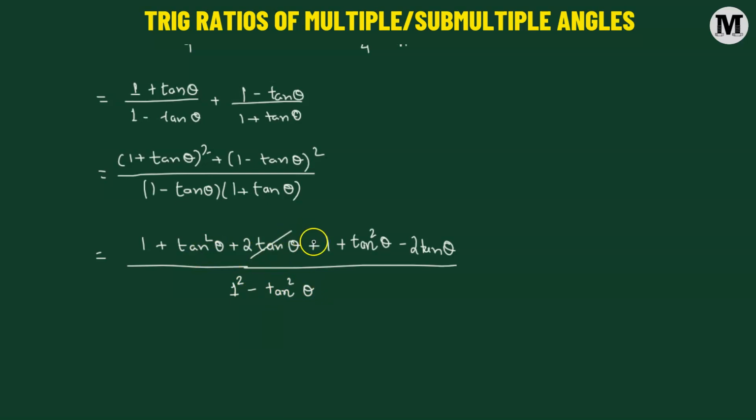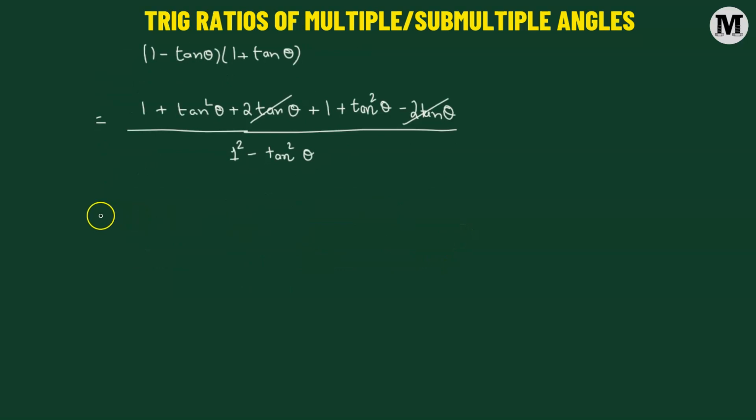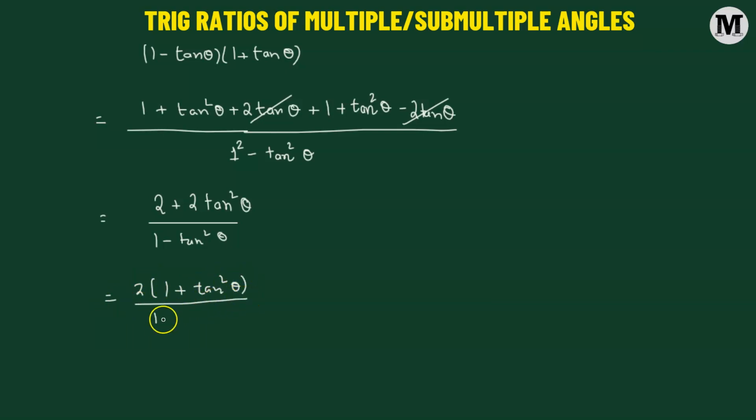Now we can cancel out 2 tangent theta and negative 2 tangent theta, leaving us with, in the numerator, 2 plus 2 times tangent squared theta, and in the denominator we have 1 minus tangent squared theta. What we can do, we can factor out 2 from the numerator, leaving us with 1 plus tangent squared theta divided by 1 minus tangent squared theta.